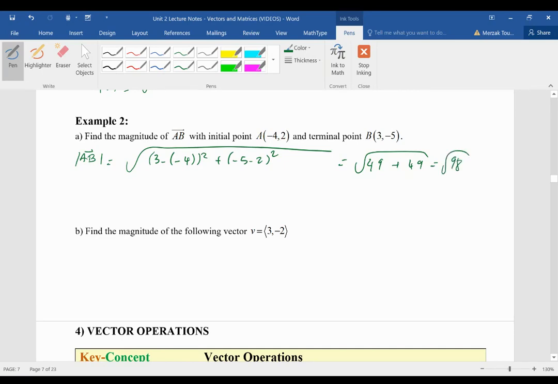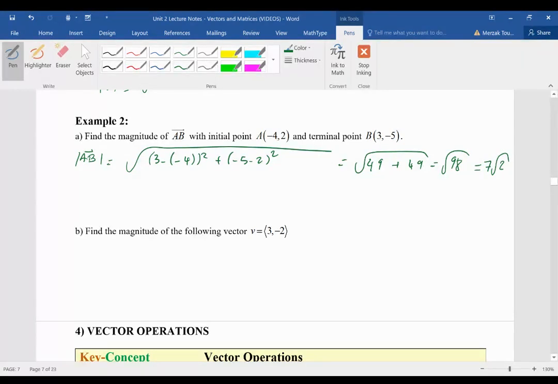We can keep it like this, or we can find its decimal approximation. We'll get it as square root of 98. Let me see if we can simplify square root of 98. No, we can't. Actually, it can. Sorry, it's 7 root 2. So it's either 7 root 2, or you just give the decimal approximation.